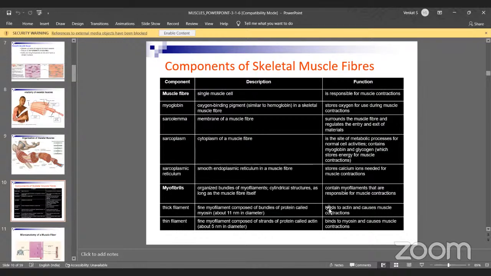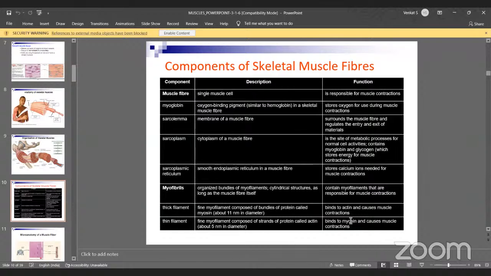Then the components like the thick filament. The thick filament is made of the protein myosin, a fine myofilament composed of bundles of the protein called myosin, about 11 nanometers in diameter. Its function is that it binds to actin and causes muscle contractions.